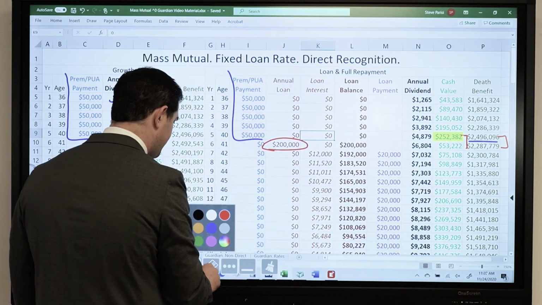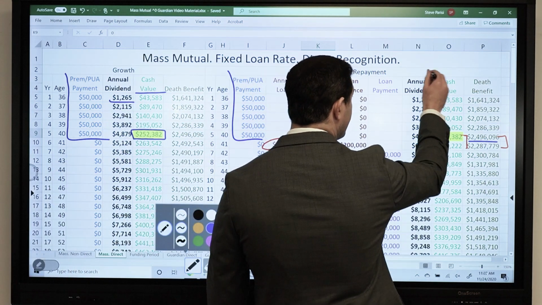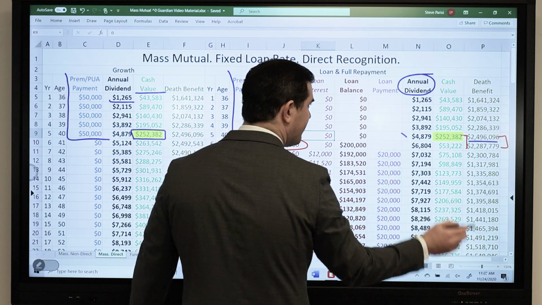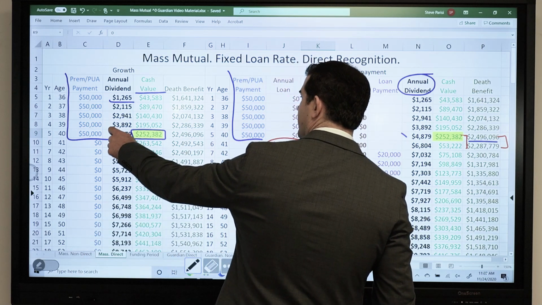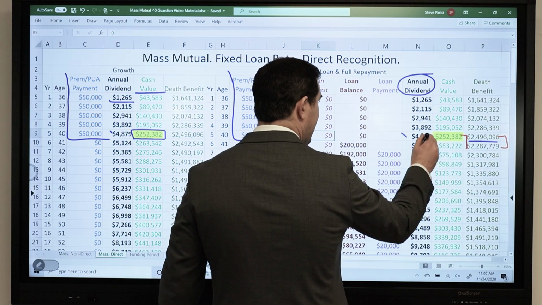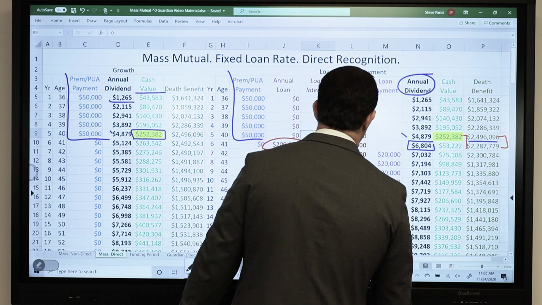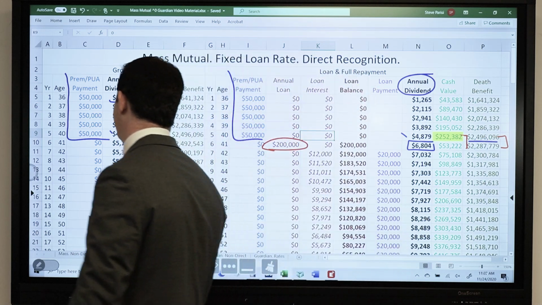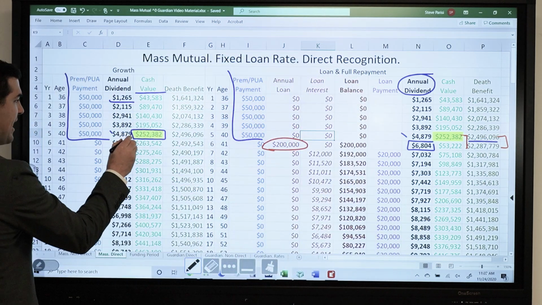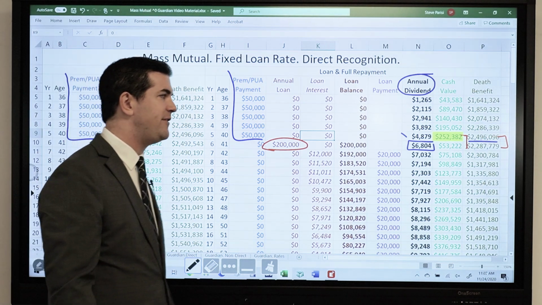What happens here? On the dividend column, year 5, 48.79, over here, 48.79. On the loan example, when I take that 200K loan out, look at that. The dividend jumps by about $2,000. I'm at $6,800 now. As opposed to the growth example, I'm at $51.24.